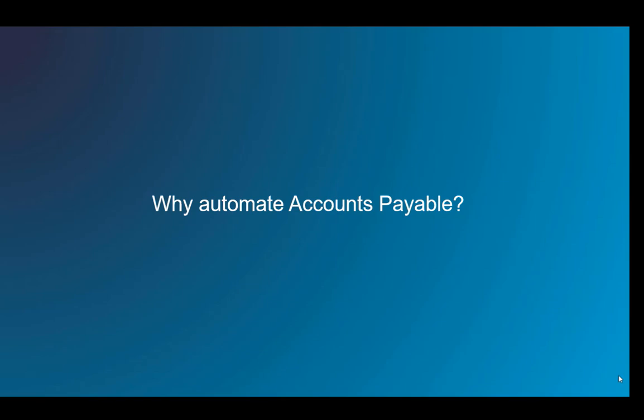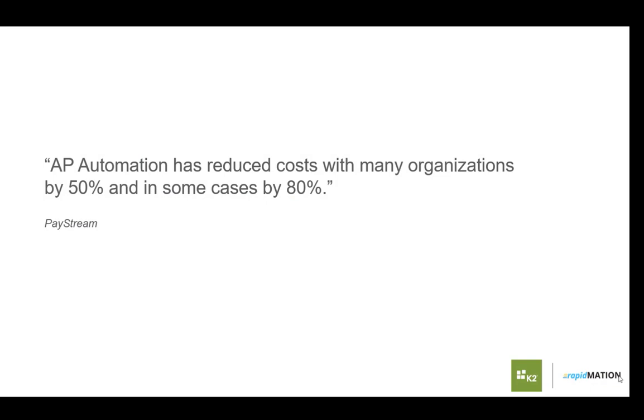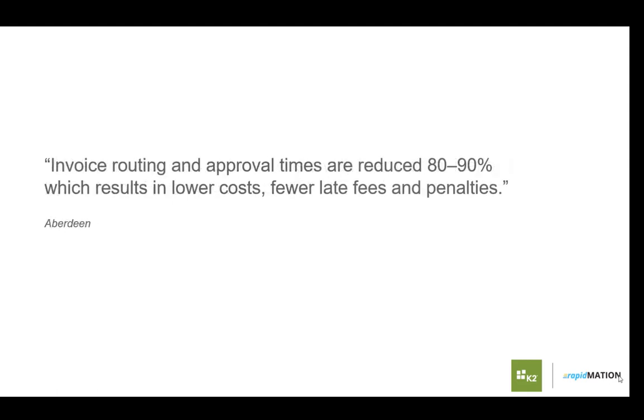Now, many people ask, well, why should I go through and actually automate my accounts payable process? Again, there's a plethora of stats out there that tell you different reasons why you should do it. And I've pulled out just a few here to tell you a bit about what people are seeing out there in the market. So in this scenario, AP automation has reduced costs with many organizations by 50% and in some cases by 80%. So you can imagine the human cost involved in manually reviewing a number of these invoices. And this stat is telling us that between 50 and 80% of those costs could actually be reduced by automating this scenario.